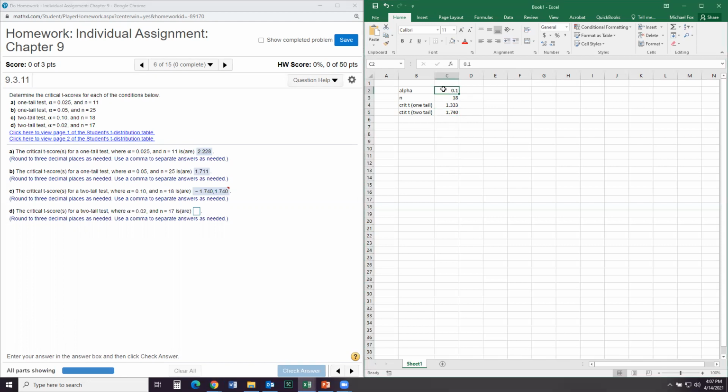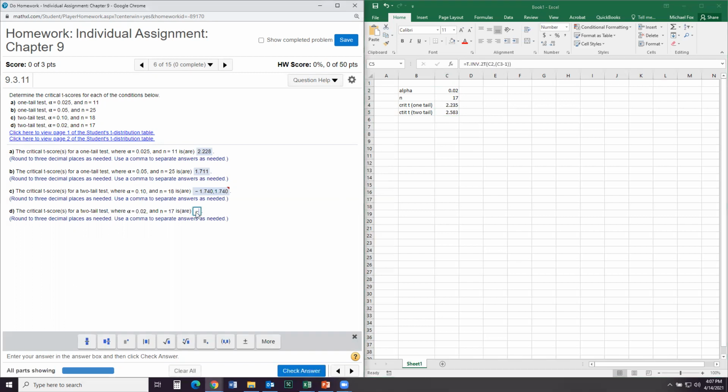So this last one, 0.02, and n is 17. So here there's our two-tailed amount. So we'll do negative 2.583, comma, no space, and 2.583, and that should work.